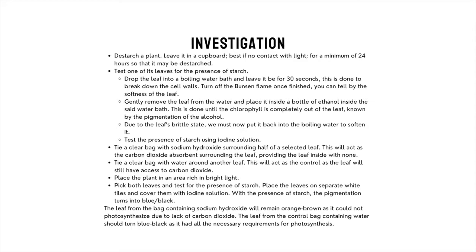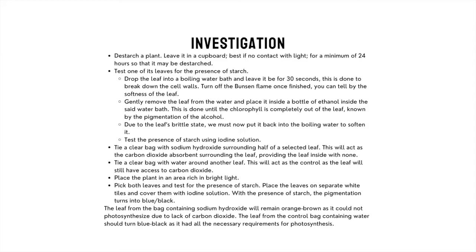Place the plant in an area rich in bright light. Pick both leaves and test them for the presence of starch. Place the leaves on a separate white tile and cover them with iodine solution. With the presence of starch, the pigmentation turns blue-black, while with no presence of starch, it will turn brown and fail to photosynthesize. The leaf from the bag containing sodium hydroxide will remain orange-brown as it could not photosynthesize due to the lack of carbon dioxide.